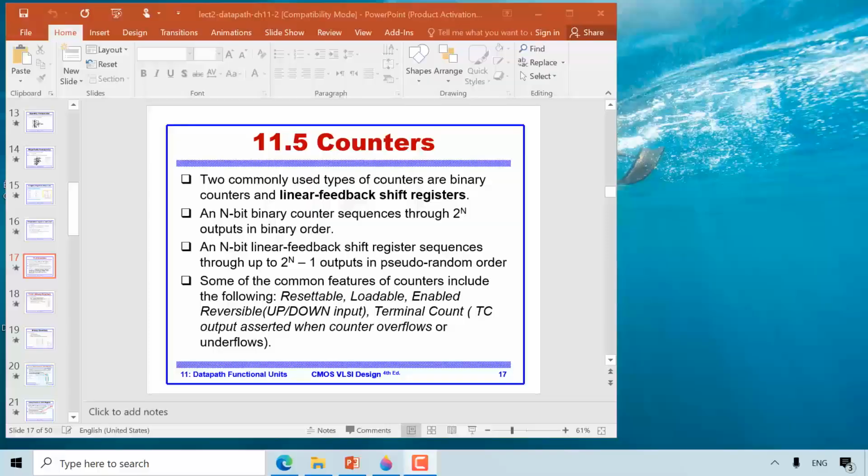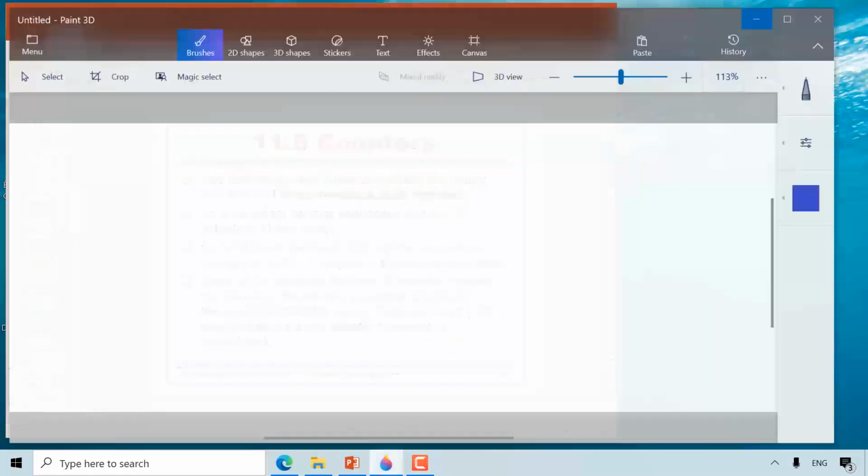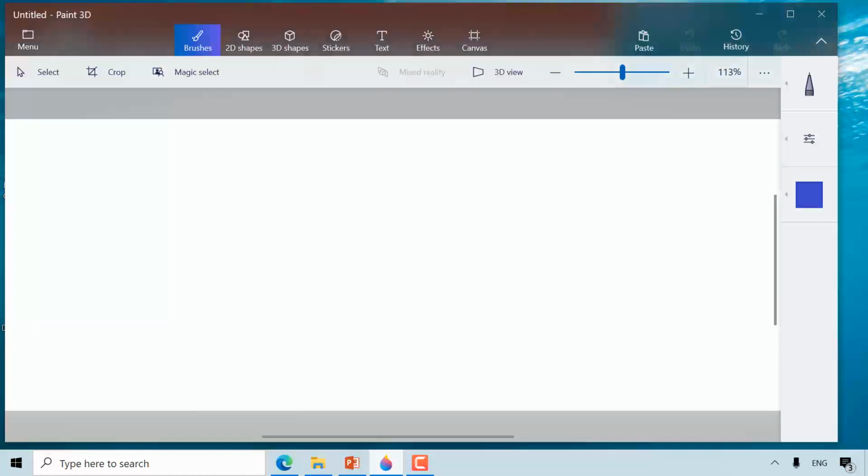Hi, welcome to part two of lecture two for the data path topic. In this lecture, we will discuss counters and a quick review of what we have covered in earlier courses, specifically in digital logic. We know that counters consist of n flip-flops. These are the flip-flops of counters, and typically we would like to have counters connected to one clock.